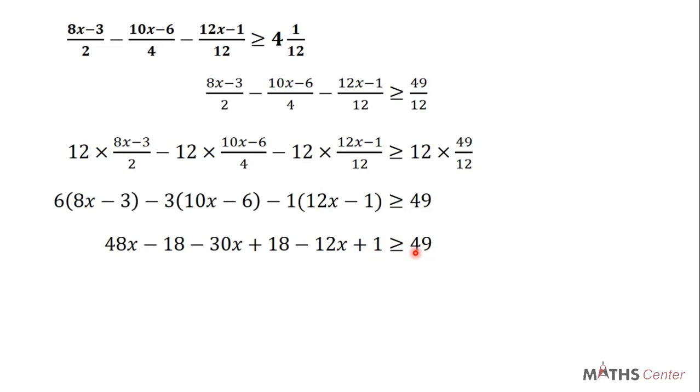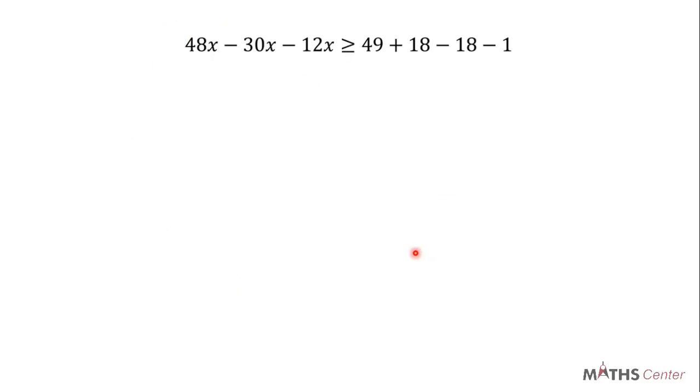So we group like terms and we simplify. In grouping like terms, you are going to have 48x minus 30x minus 12x greater than or equal to 49 plus 18 minus 18 minus 1. So we move on. 48x minus 30x minus 12x will give us 6x. 49 plus 18 minus 18 minus 1 will give us 48.